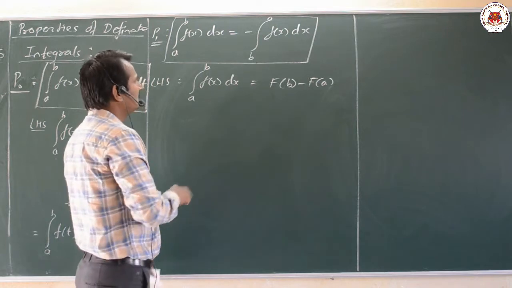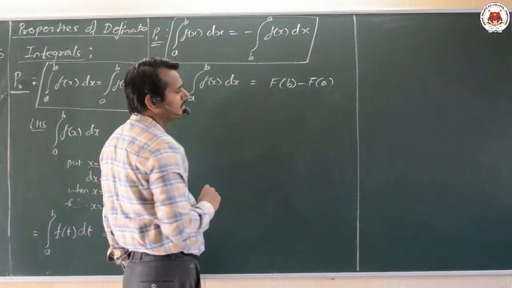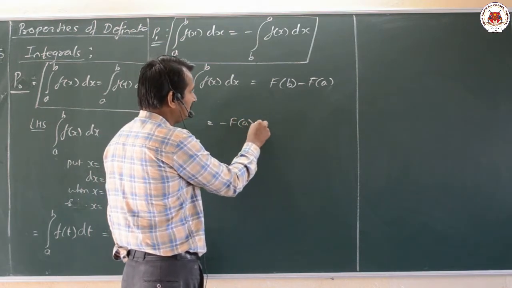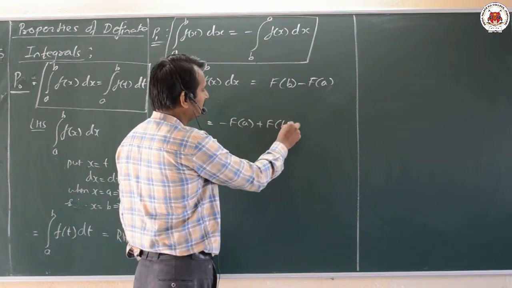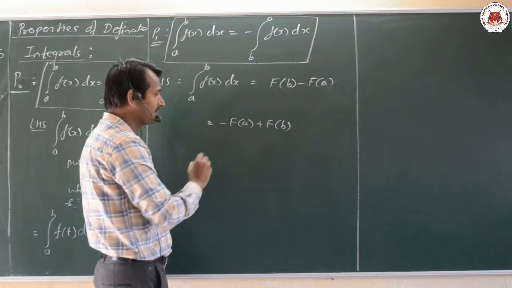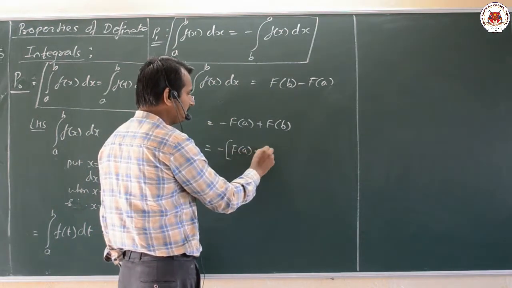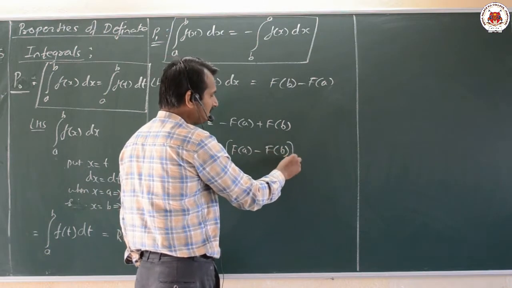Now since we know F of b minus F of a, can I write it as minus F of a plus F of b? I will just interchange the places here. Now if I take the minus sign outside, I will get minus of F of a minus F of b.